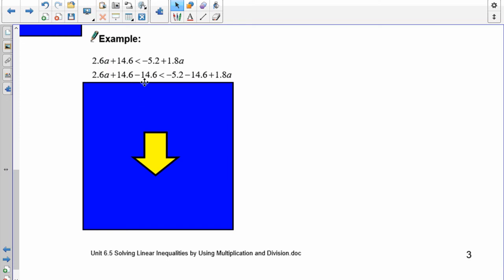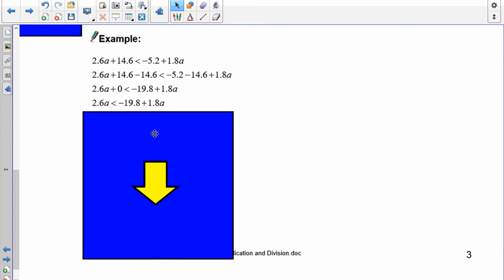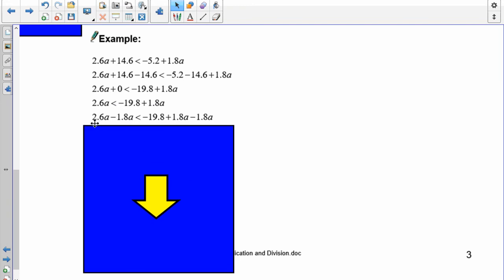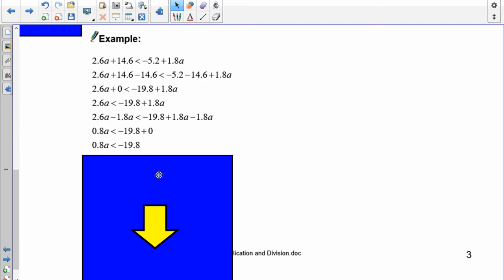So 14.6, take away 14.6. I subtracted 14.6 on this side. I take away 14.6 on that side. So that leaves me with 2.6a plus 0 is less than negative 19.8 plus 1.8a. Now I'm going to get rid of the 1.8a. I'm going to subtract 1.8a from both sides. So there's 2.6a. Take away the 1.8a, and over here, 1.8a minus 1.8a gives me 0. So the 0 goes away, leaving me with the inequality of 0.8a is less than negative 19.8.